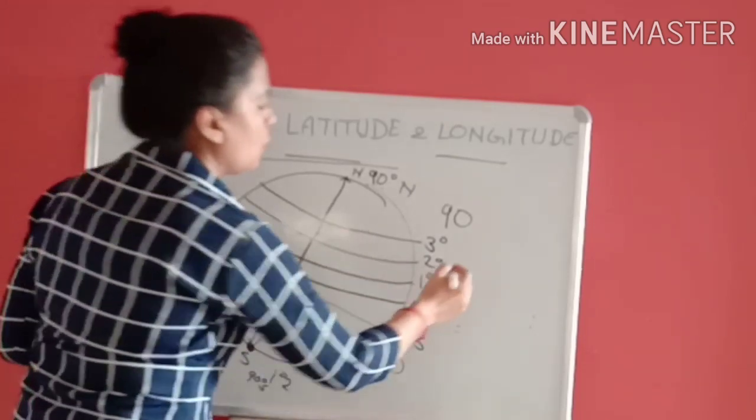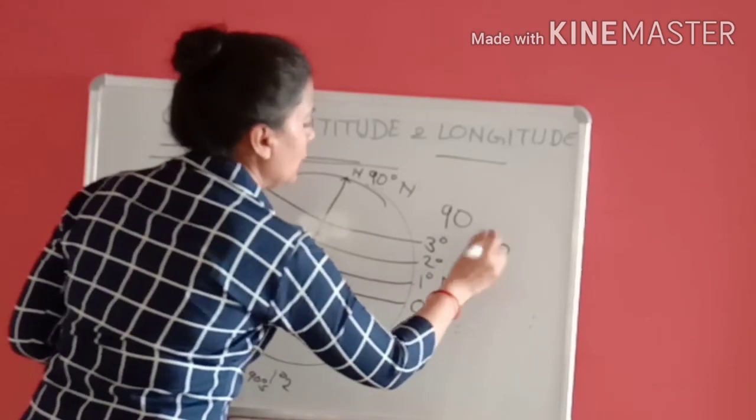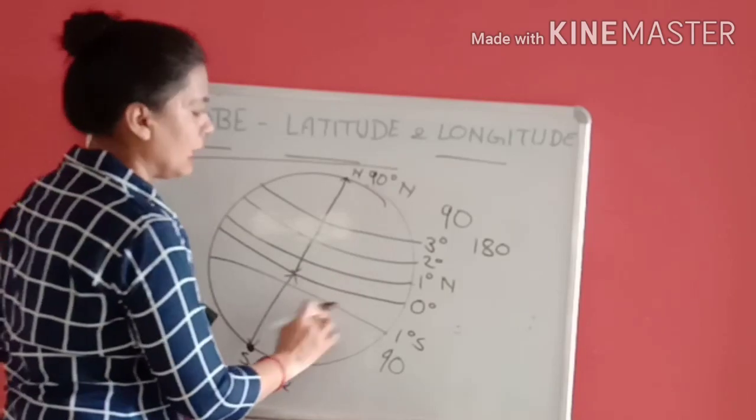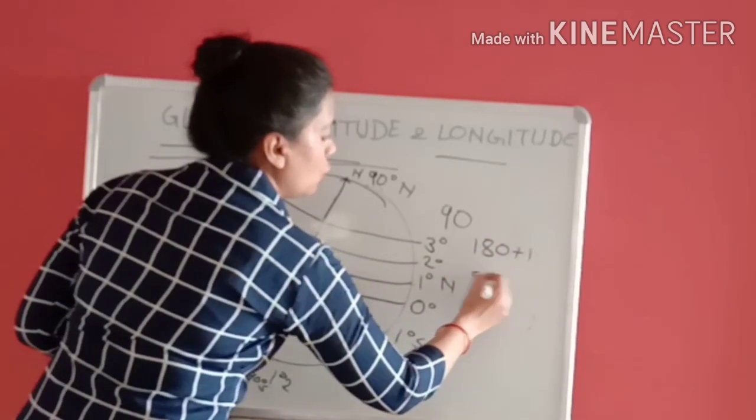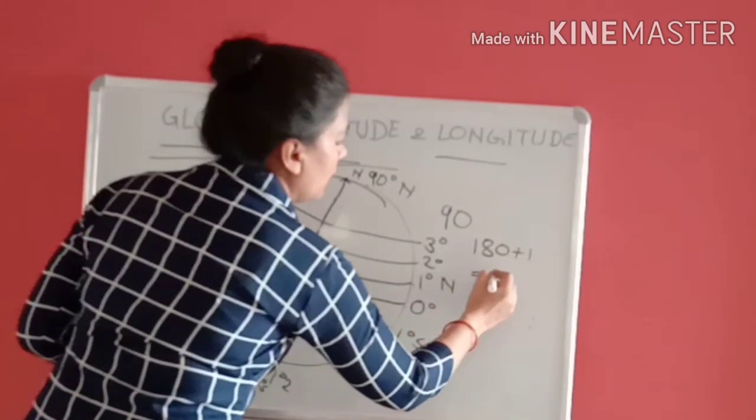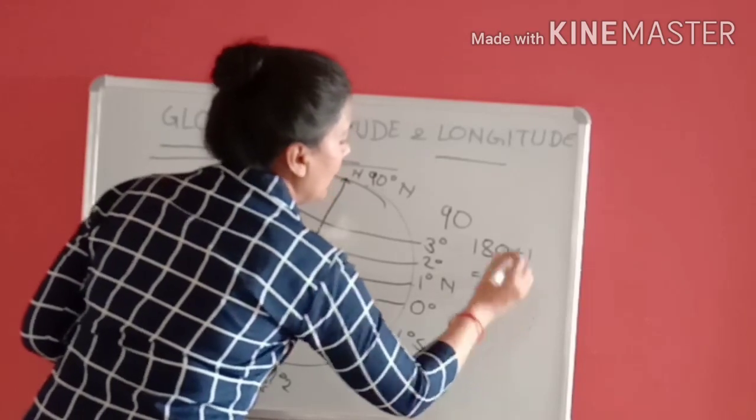So in this way we have got 180 latitudes, 90 in the north and 90 in the south, plus 1 equator. So the total number of latitudes is 181.